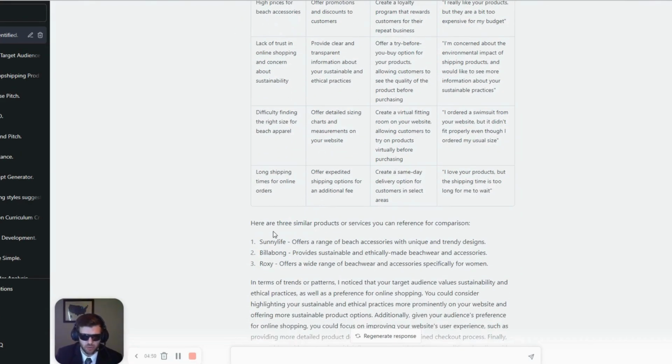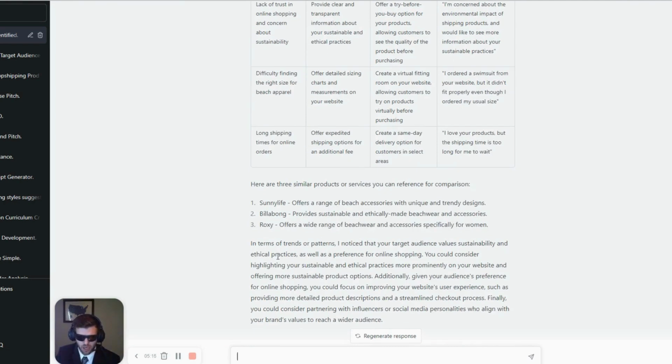The other thing that this is going to provide is a few products and companies that we can compare to. So if we're looking for examples for brands, or if we're looking for examples to either share with an agency or have our clients refer to, then we can take a look at that as well.